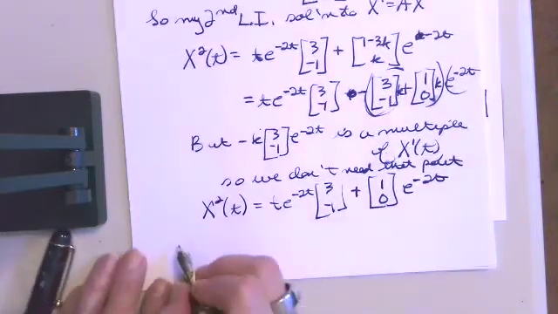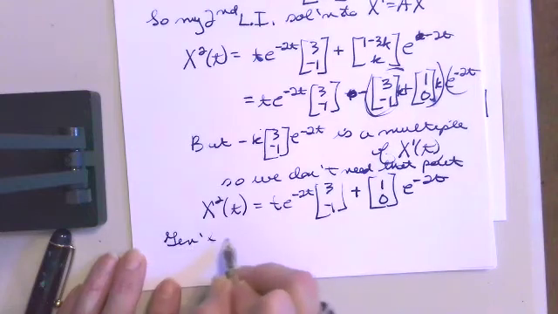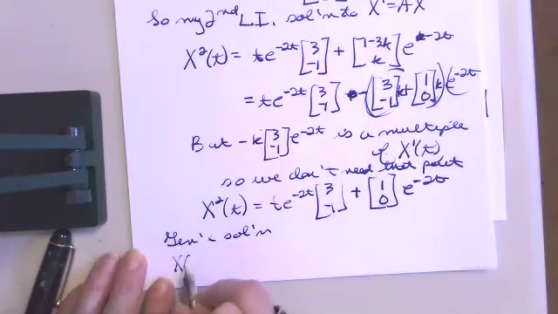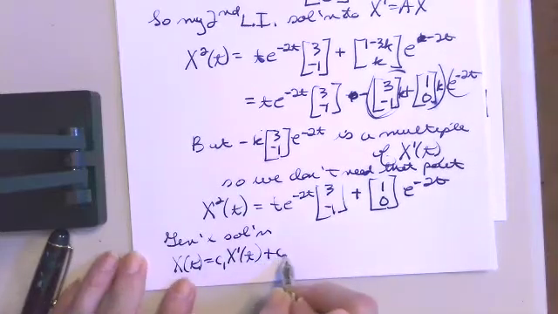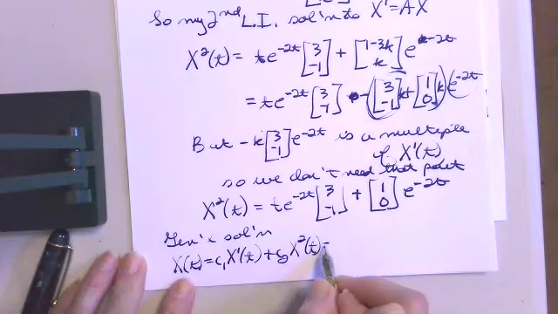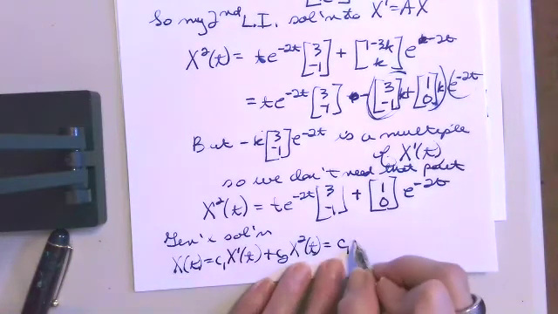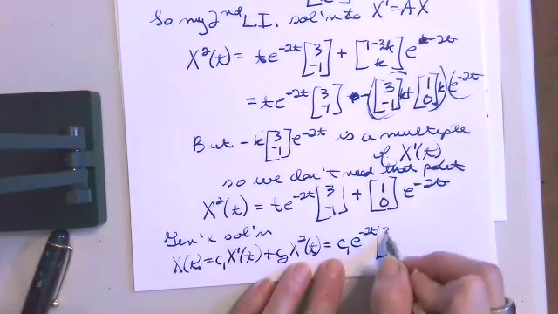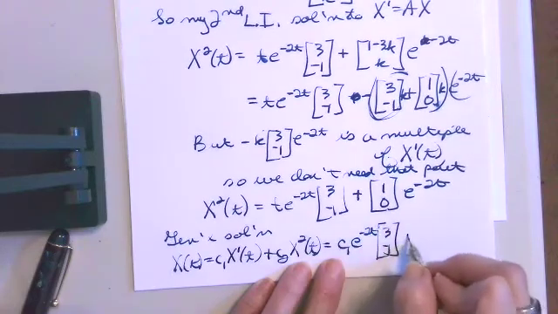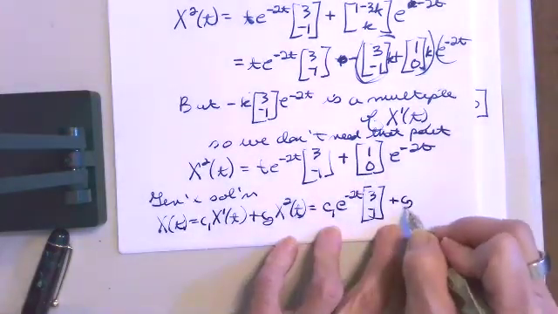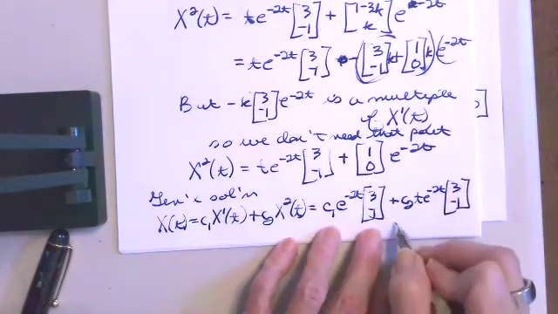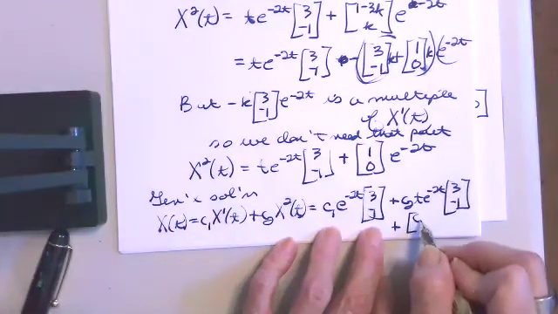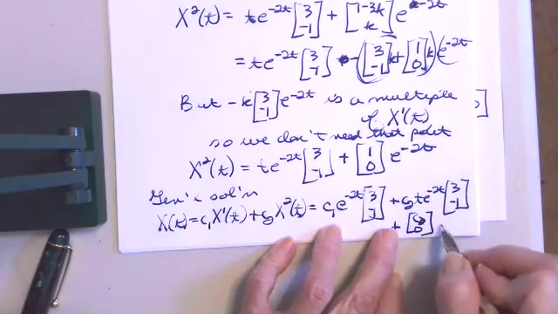All right, and so then finally, a general solution x(t) is c1 x1, which is the first solution we found, plus c2 x2, which is the solution we just found. And so x1 was e to the minus 2t (3, minus 1). And then we get plus c2 t e to the minus 2t times (3, minus 1) plus c2 times (1, 0) e to the minus 2t.